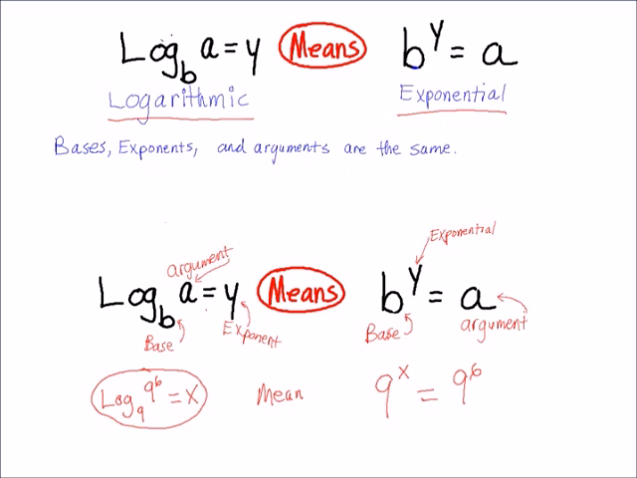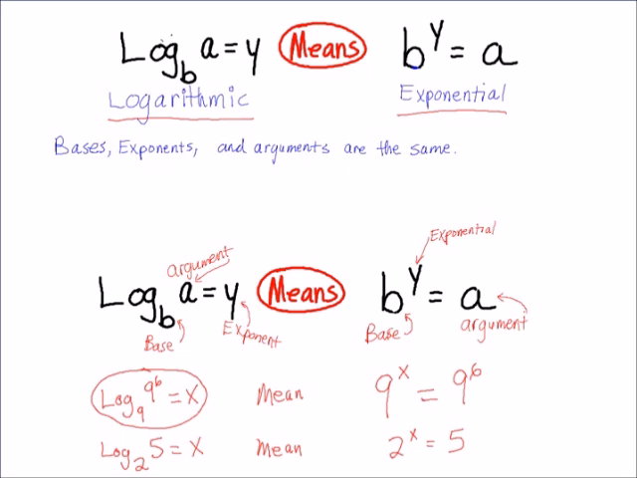Let's say something like 2 to the x is equal to 5. So bring that back over here. That's going to mean log base 2, because the base over here is 2. So the base right here is going to be 2. The argument is going to be the 5. And then the log always asks for the exponent. So that's going to be this x and this x.